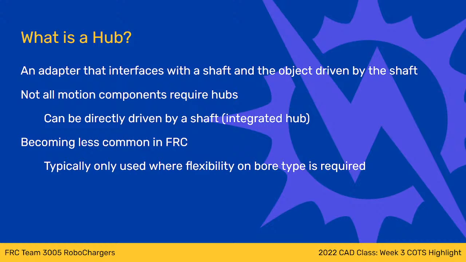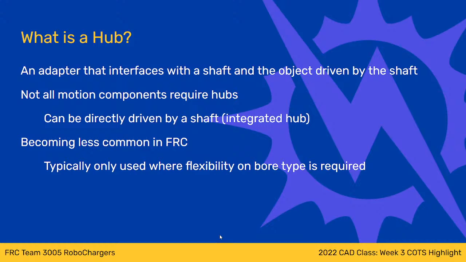A hub is basically something that slides on the shaft, and then whatever you want to drive with the shaft attaches to the hub. So instead of your wheel or whatever attaching directly to the shaft, you use this adapter to adapt between the wheel and the shaft.